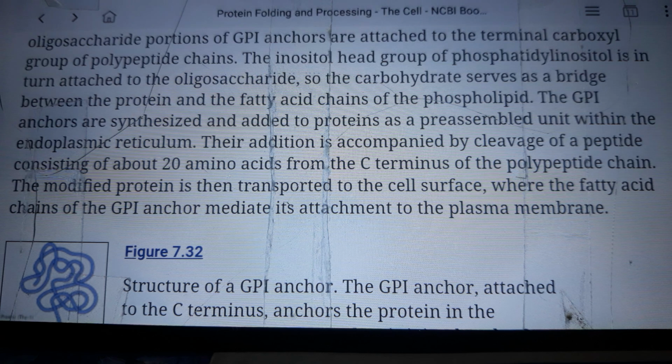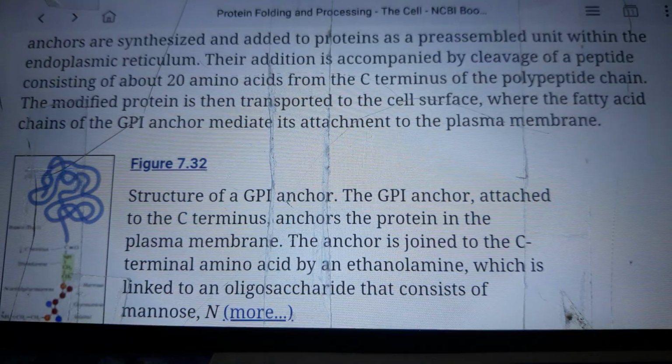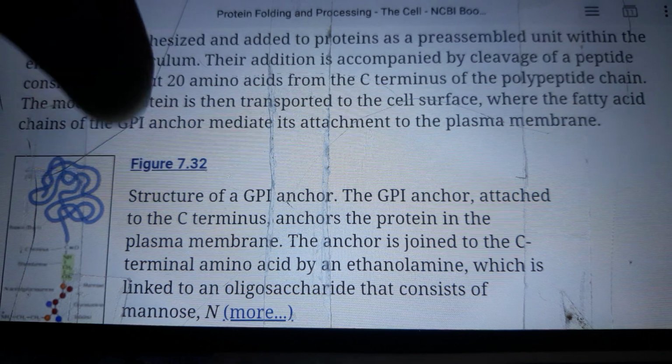The inositol head group of phosphatidylinositol is in turn attached to the oligosaccharide, so the carbohydrate serves as a bridge between the protein and the fatty acid chains of the phospholipid. The GPI anchors are synthesized and added to proteins as a pre-assembled unit within the endoplasmic reticulum. The addition is accompanied by cleavage of a peptide consisting of about 20 amino acids from the C-terminus of the polypeptide chain. The modified protein is then transported to the cell surface, where the fatty acid chains of the GPI anchor mediate its attachment to the plasma membrane.